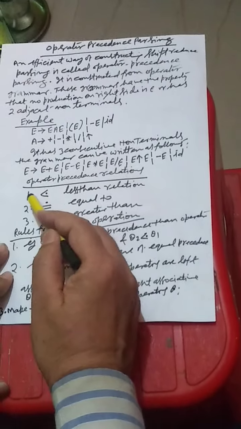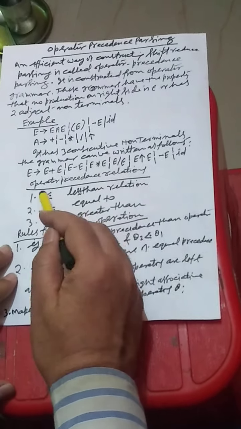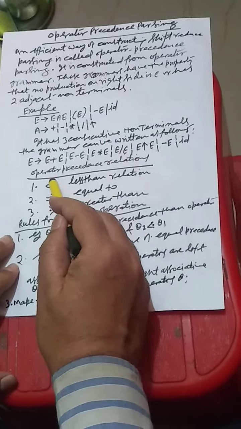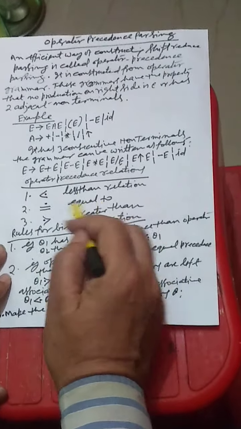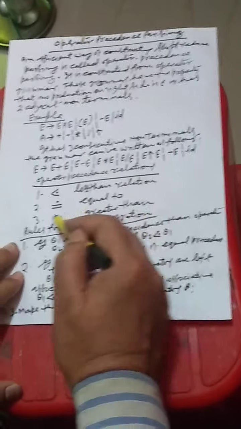Operator precedence relations. There are three precedence relations. The less than relation: here, with the less than sign there is a dot, so this is the less than relation. Second is the equal to relation, and third is the greater than relation.